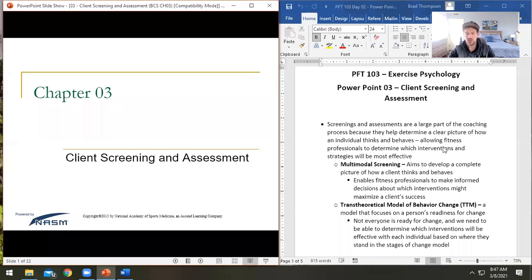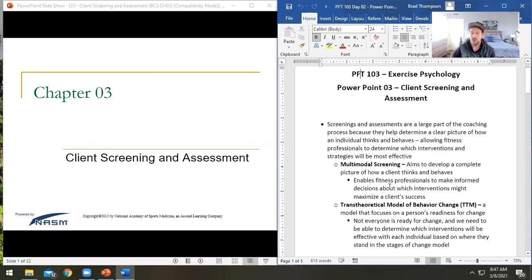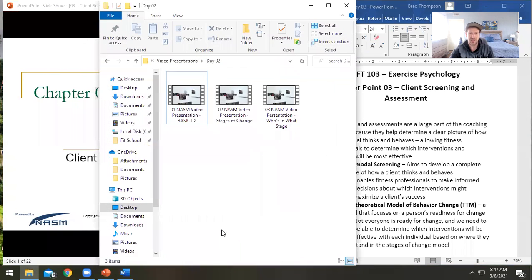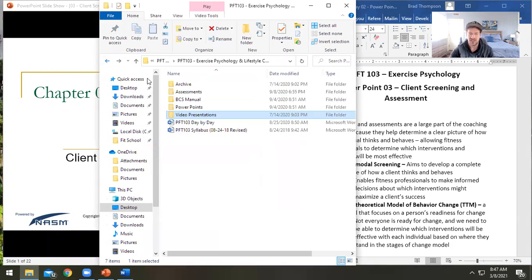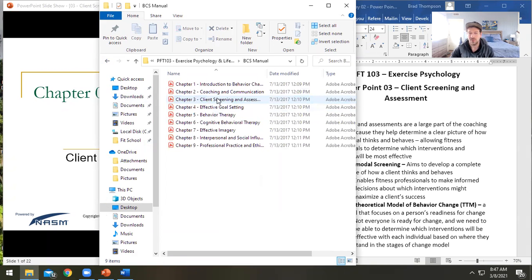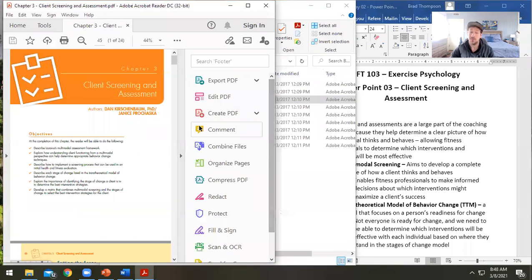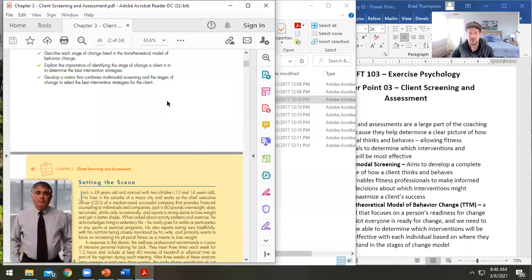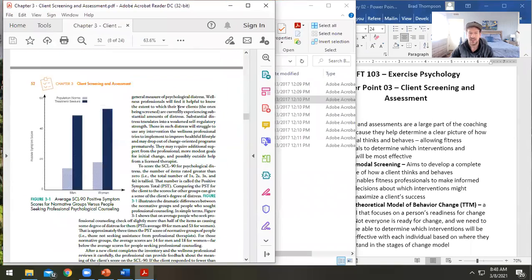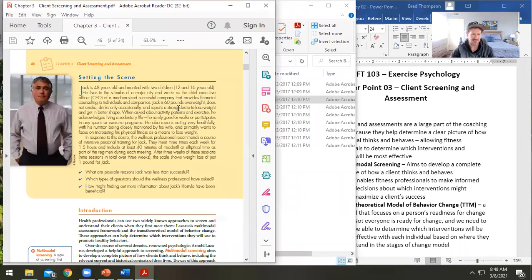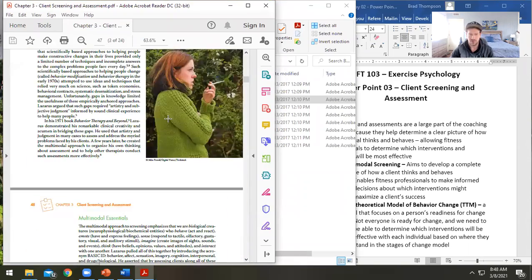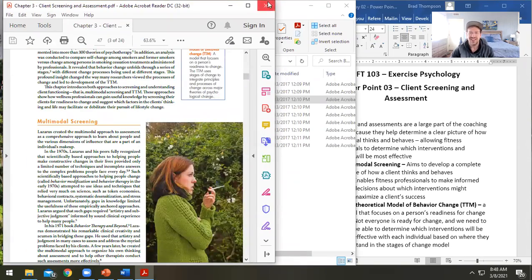All right, so chapter three today. Again, I will be sending this out to you guys today. So if you need it in your BCS manual, you can see it right here. So please, everybody, read through this today. It's not that many, it's like 20 pages, but they move really quickly because most of the pages are pictures.